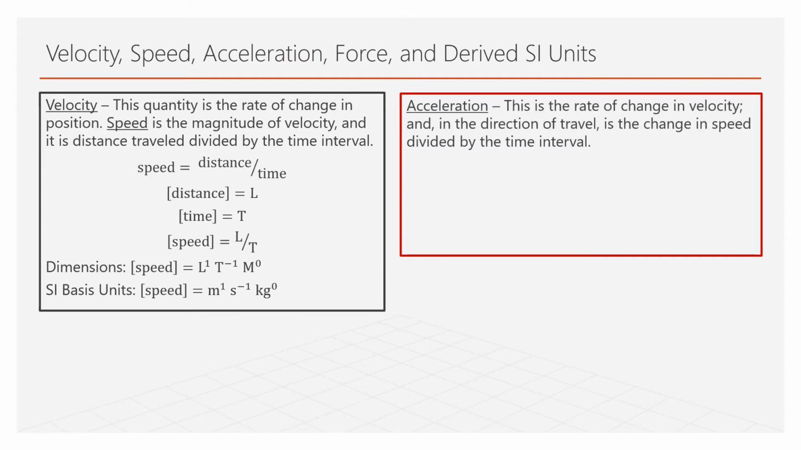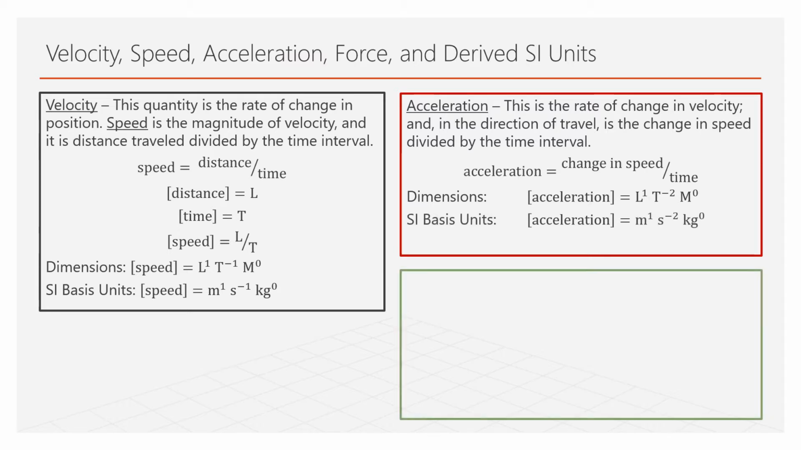Acceleration is the rate of change in velocity, and in the direction of travel is the change in speed divided by the time interval. We can write that in an equation like this. Acceleration equals change in speed divided by time, and then apply the square bracket operator. We know that the dimensions of speed are length per time, so then therefore the dimensions of acceleration will be the dimensions of speed with the time exponent subtracted by 1 because we're dividing by time. So the dimensions of acceleration are length per time squared, or length to the power of 1 times time to the power of negative 2 times mass to the power of 0.